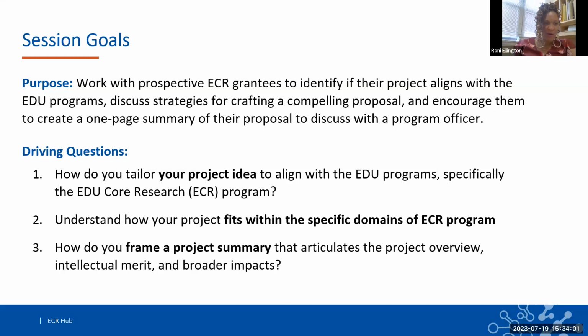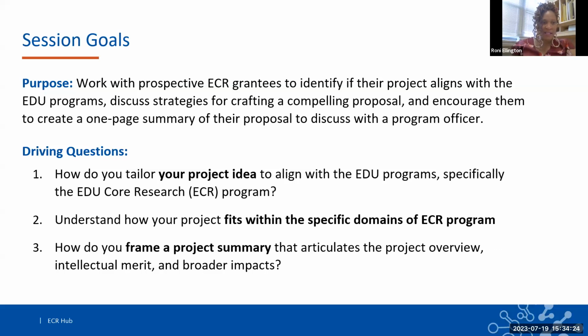So the driving questions are, how do you tailor your project idea to fit into the ECR portfolio? Understand how your project fits in the program portfolio, and then how do you frame a project summary page that articulates your project overview, the intellectual merit, and broader impacts of your work.